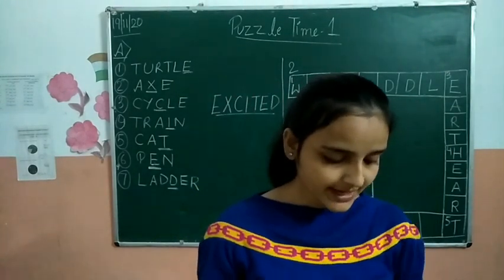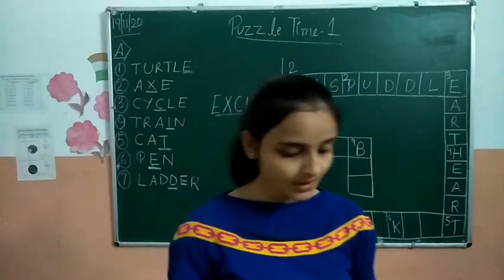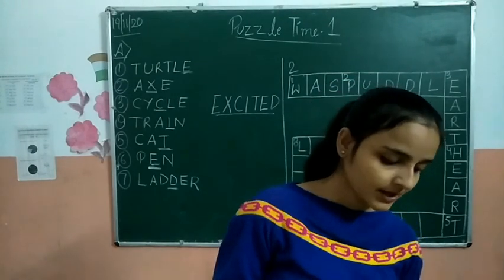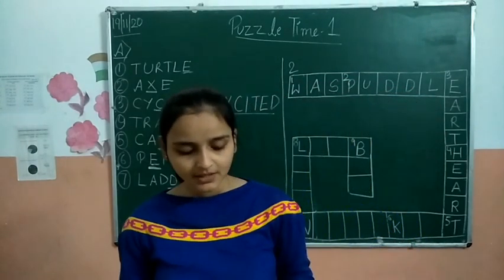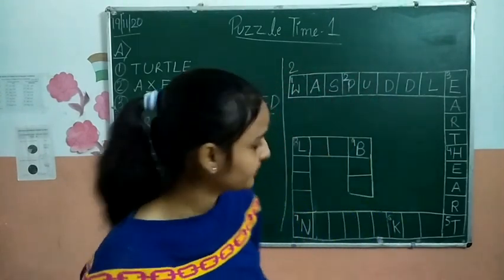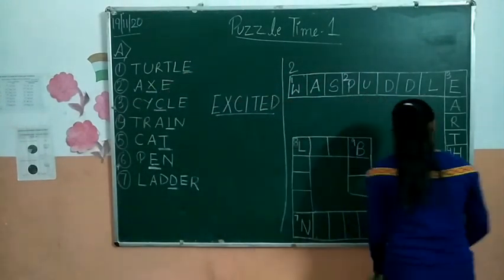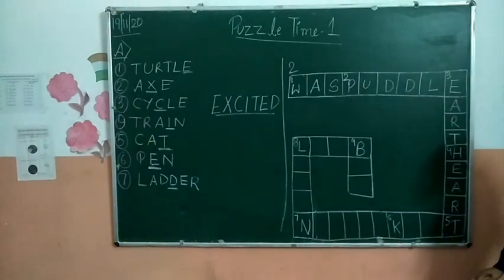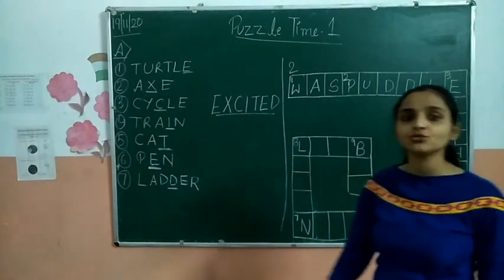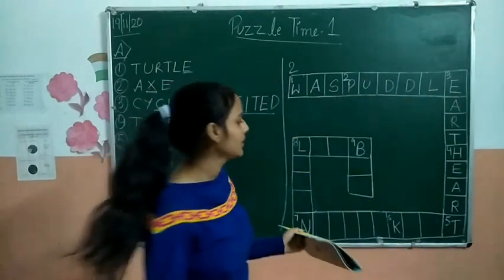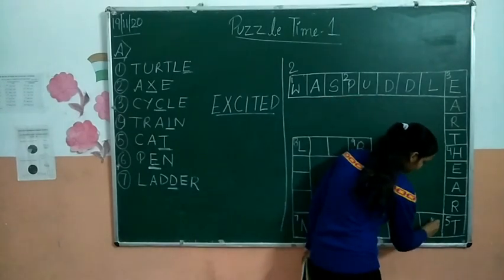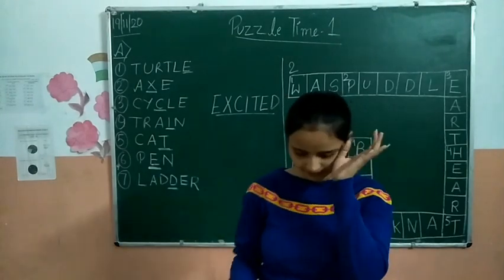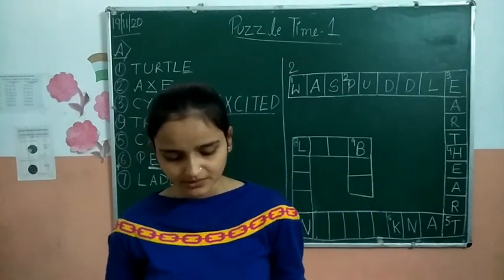Now look at the fifth one. A big container for storing water. Name the big container for storing water. This word starts with T and finishes with K. What is this? Tank. A tank is used to store a large amount of water. So write down T-A-N-K. Now comes the sixth one.